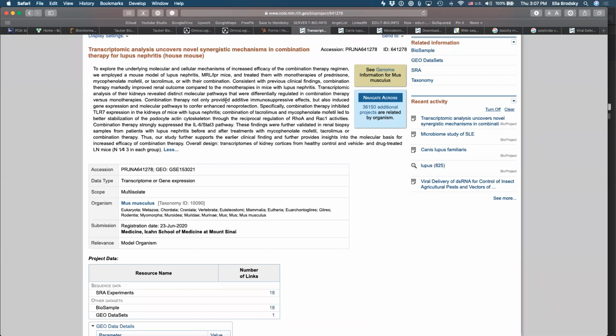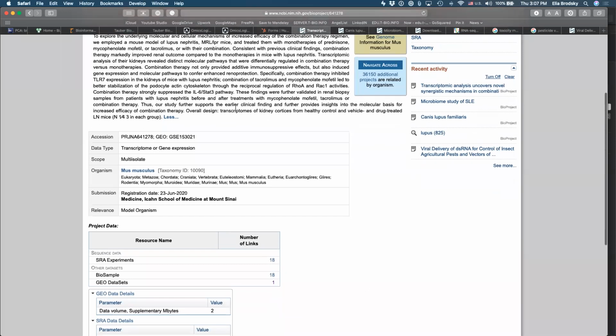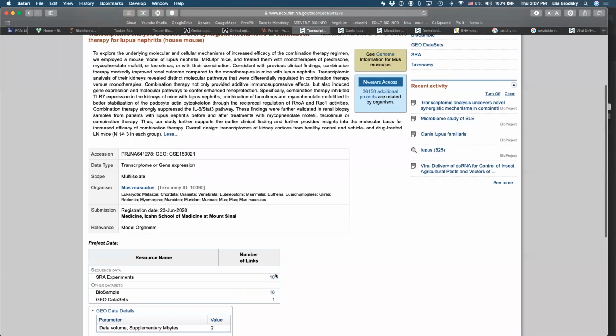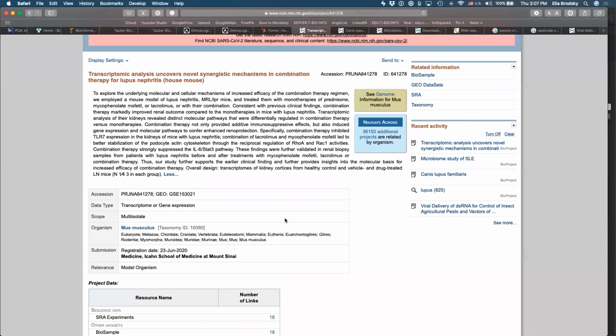What's interesting about this data set is that they have a good number of samples, right? So 18 samples. They represent a number of different conditions. They've discovered some differentially expressed pathways, right? So a lot of these things sounded to me like they might be relevant to what we discussed in this course.